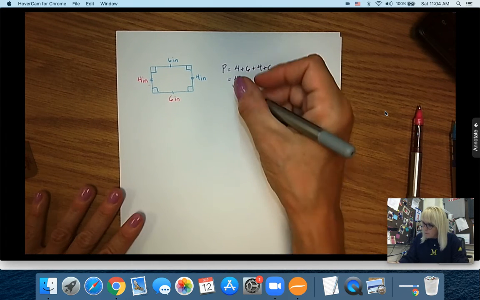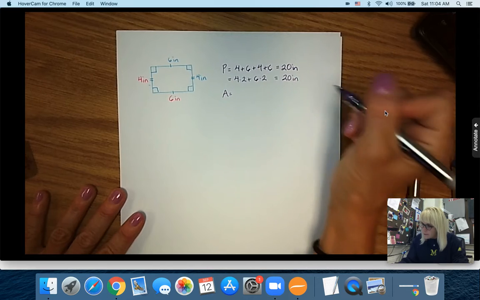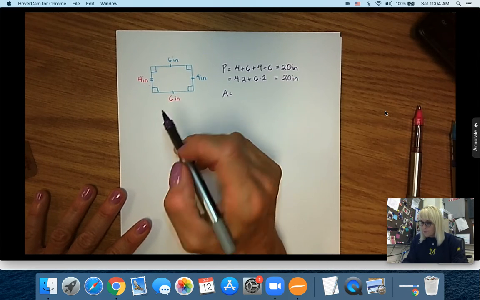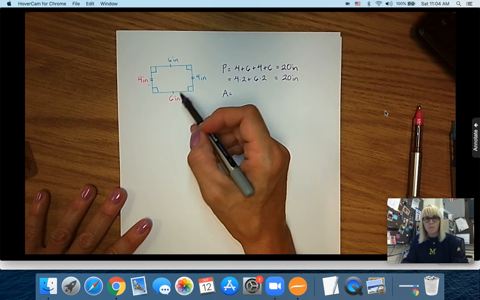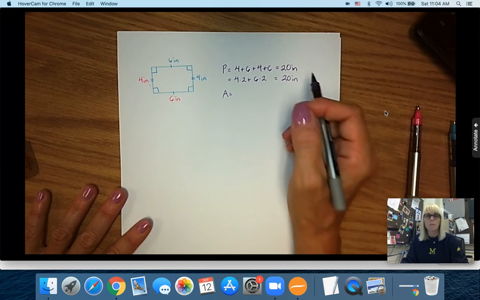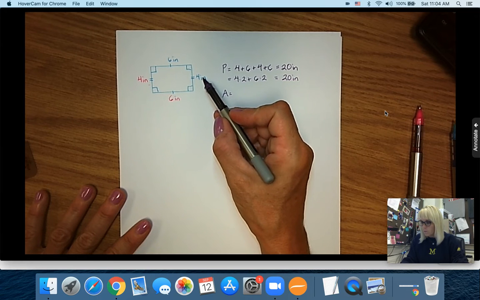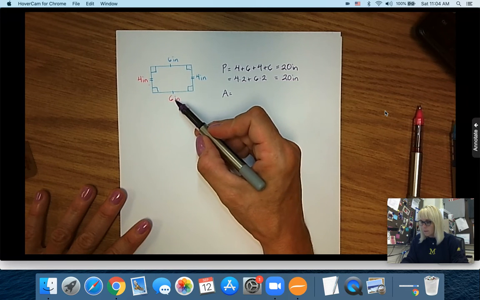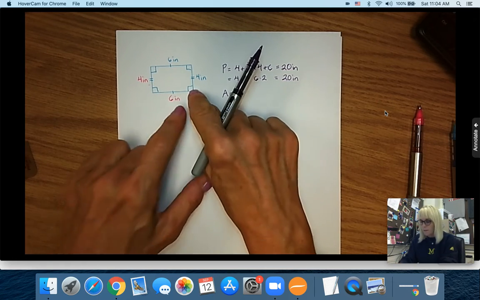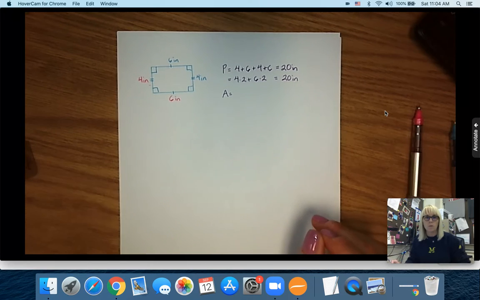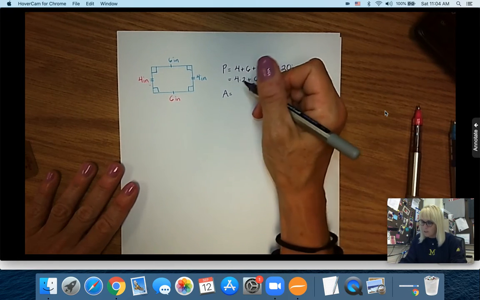Okay, coming back, area is base times height for all three quadrilaterals we discussed. So how do you know what is the base and what is the height? We talked about that a little bit earlier. It doesn't matter because you could call the 4 the base and the 6 the height, or you could call the 6 the base and the 4 the height. They form a right angle with each other, so it's arbitrary which one you choose for the base and which one you choose for the height.